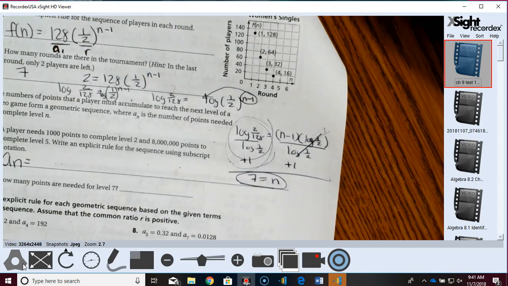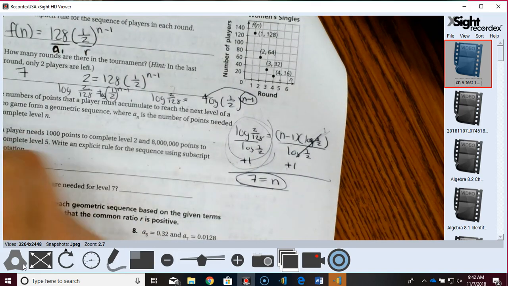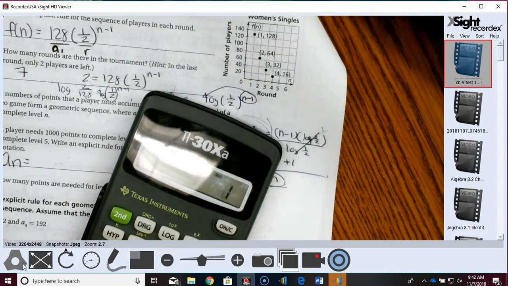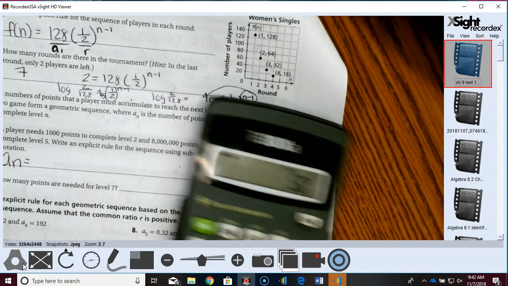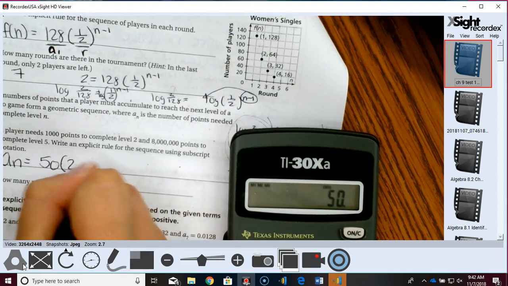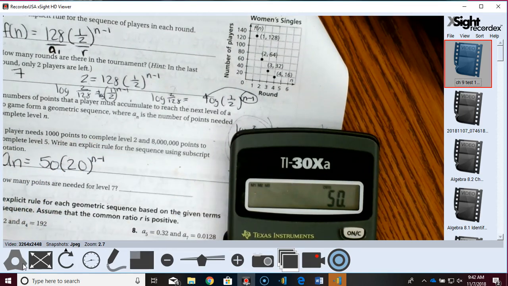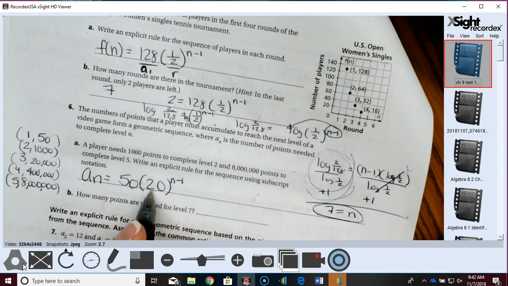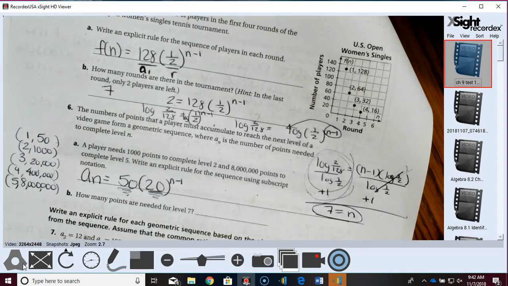All right, so 1,000 divided by 20 is going to be 50. So the first term is 50. You're multiplying by 20 each time, to the n minus 1. This is your pattern. This is your common ratio. This is your first term.